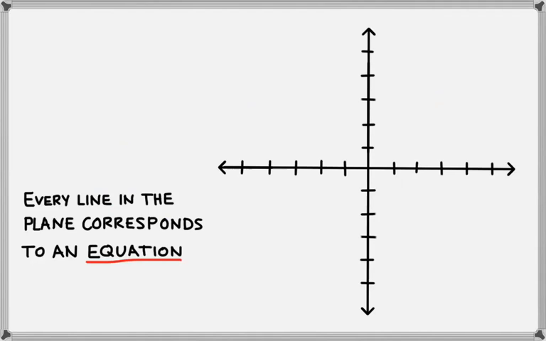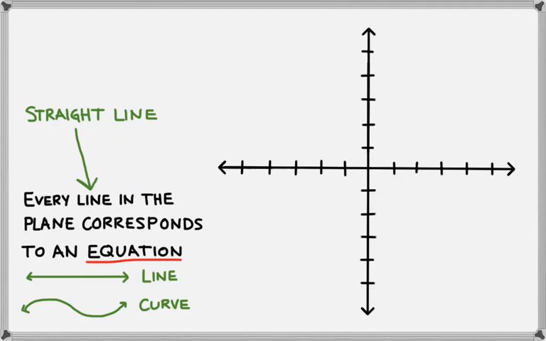Over the next few videos, we'll be learning about how to graph lines in the plane. Note that every line in the plane corresponds to an equation. You can draw any line in the plane, and then there's an equation that goes with that line. You have to be careful though, because in math, when we say line, what we really mean is straight line, like this. We don't mean a line that's curvy like this. We call that a curve. Anytime we say line, we mean straight line.